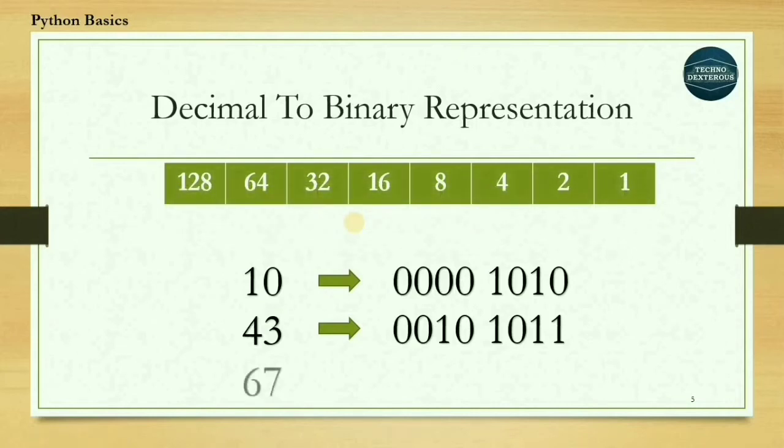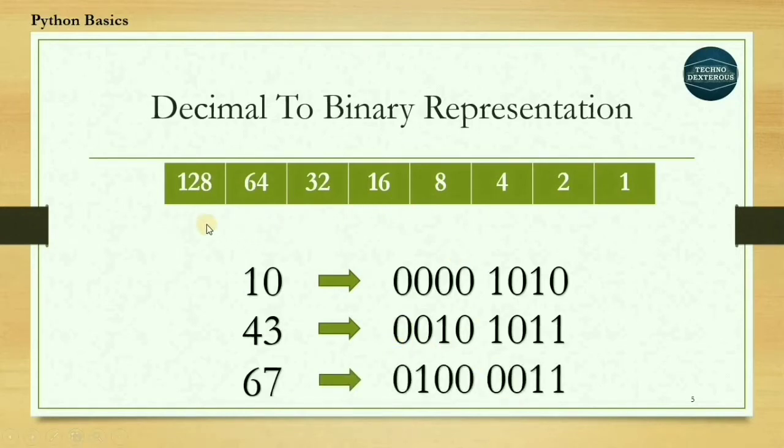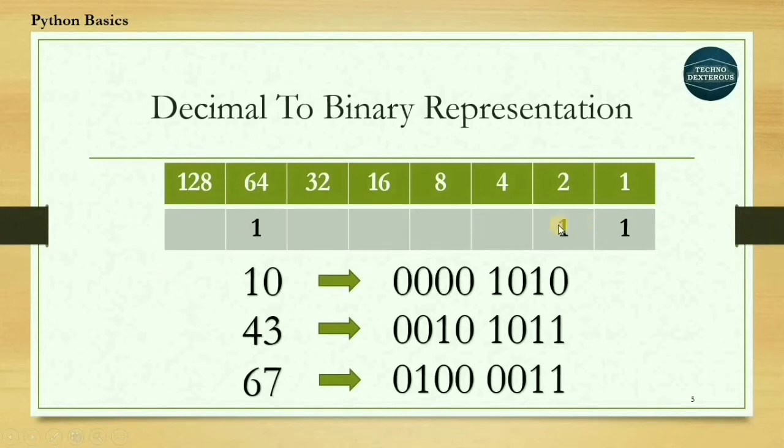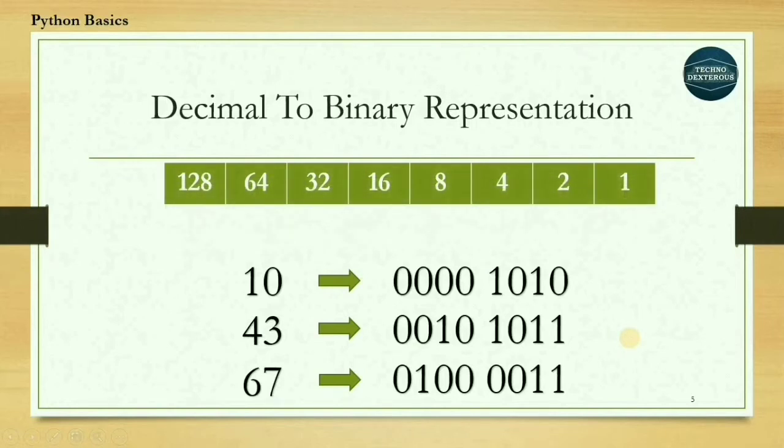Let's consider another example, 67. 67's binary representation is like this. So how has it come? What is the closest number? It is 64. Then add 2 and 1, and we get the sum exactly as 67. The rest of the positions will be 0. In this way we can convert a decimal number into a binary number by using this 8-bit decimal scale. So now we have learned how to convert a decimal number into a binary number.